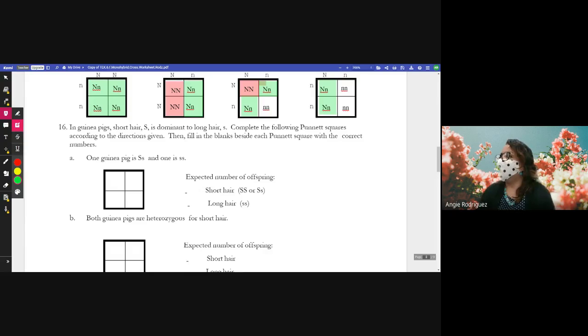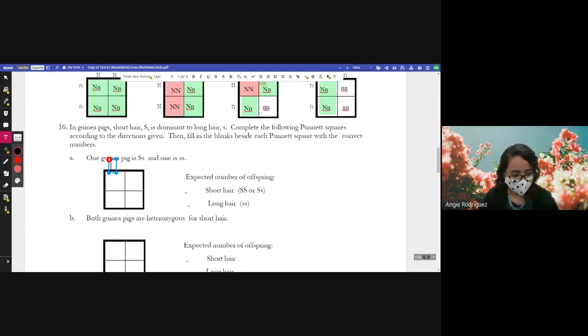So for letter A, let me just switch to the text box here. Instead of setting them up on the Punnett square, we have to put the letters there. So it's telling me the parents are big S, little s, and the other one is little s, little s. So I'm going to put parent number 1 here. Big S, little s, that's one parent. Remember, they all have 2 letters. And the other one is 2 little s's.